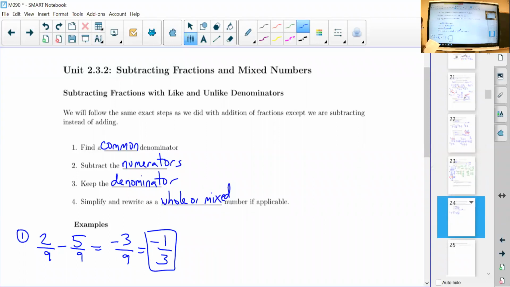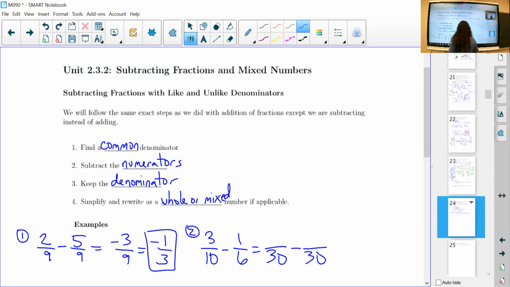Take a look at example 2. 3/10 minus 1/6. Those do not have common denominators, but I also noticed that they're not relatively prime, they share 2, so their least common multiple is going to be something smaller than 60. In fact, it's going to be 30. So this is some number of 30ths minus some number of 30ths.